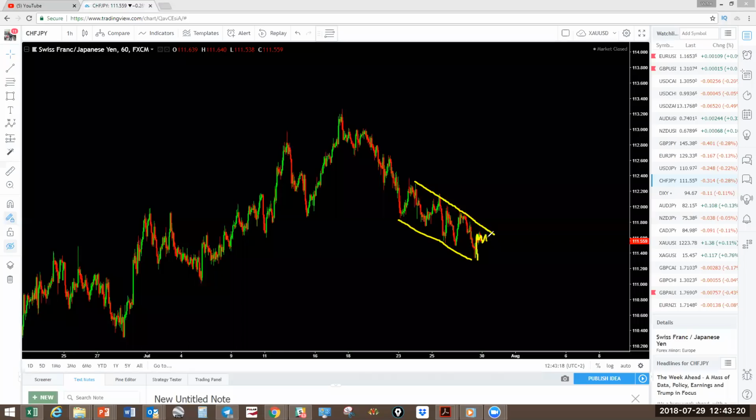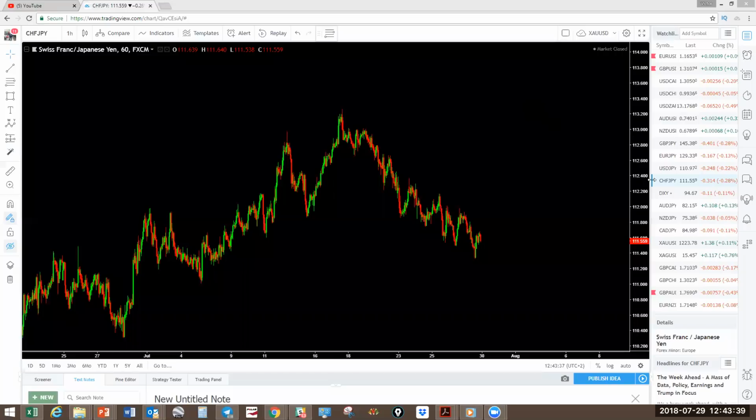It is correcting now. You can even get an entry point when it makes a flag for a move here, possibly even a move like that up to that level. That will mean we still need to continue lower. But for now, take it to that level if it confirms. All right, so that's CHFJPY.